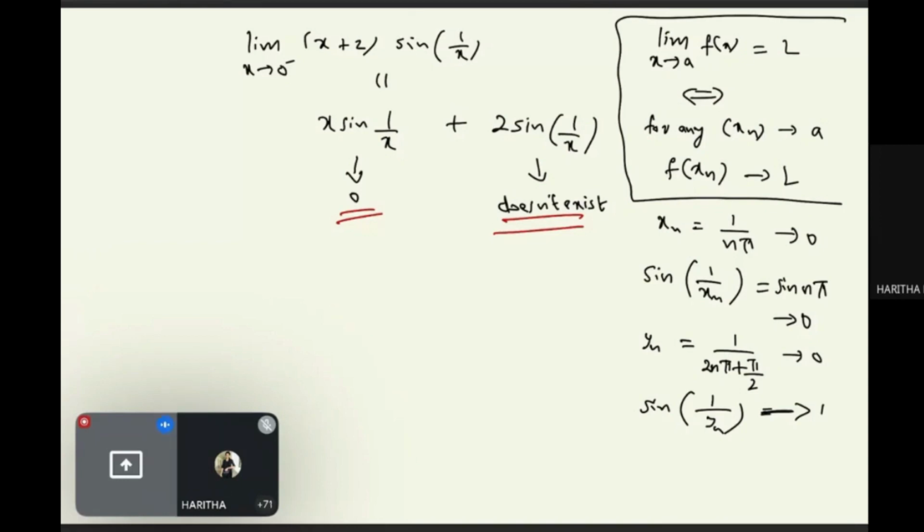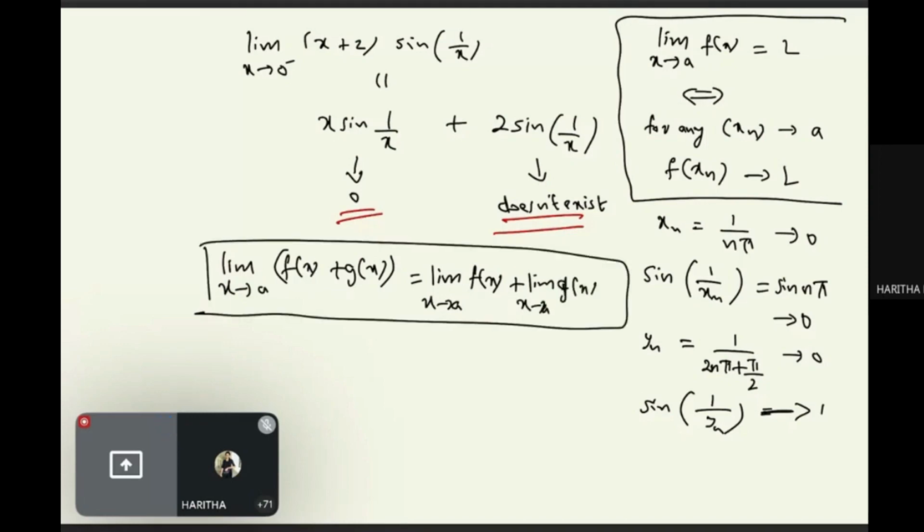Any idea? So you know the following. You have the algebra of limits, right? So generally you have this result: limit x tends to a of f of x plus g of x equals limit x tends to a of f of x plus limit x tends to a of g of x, provided both limits exist. That is what you know from the limit property.